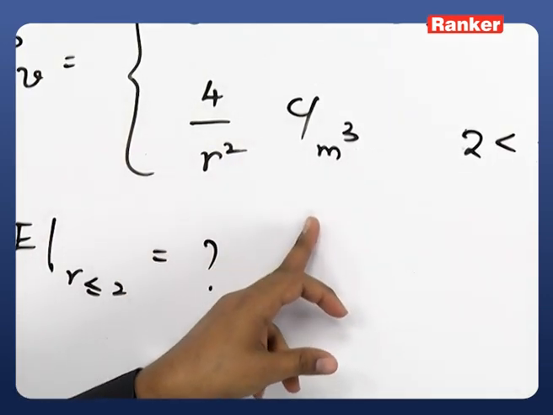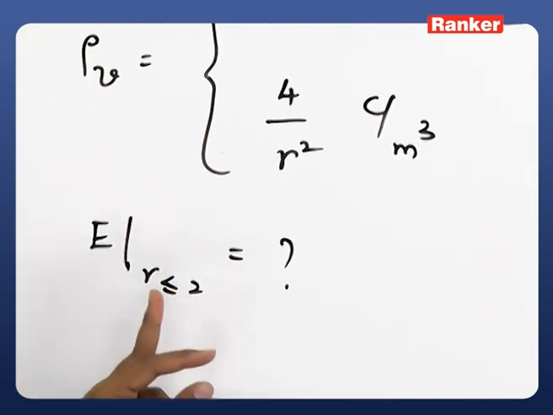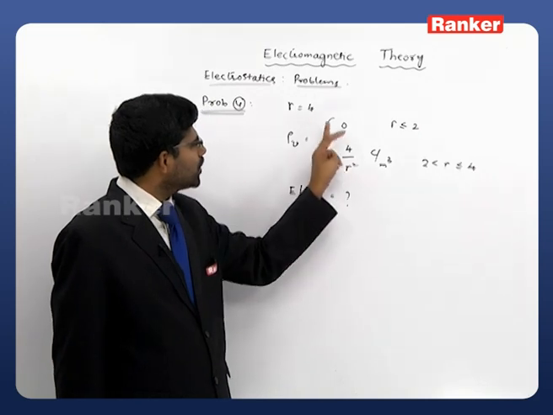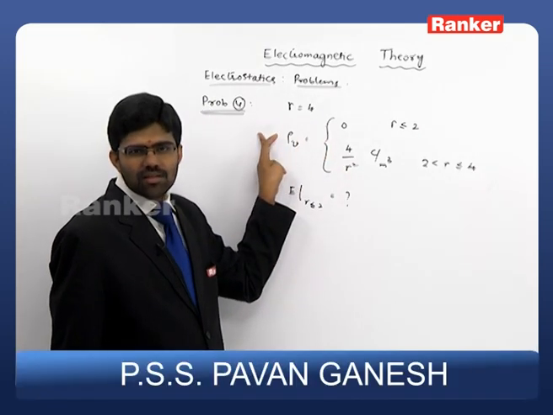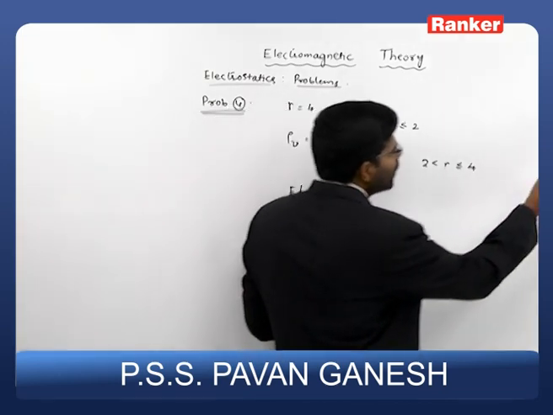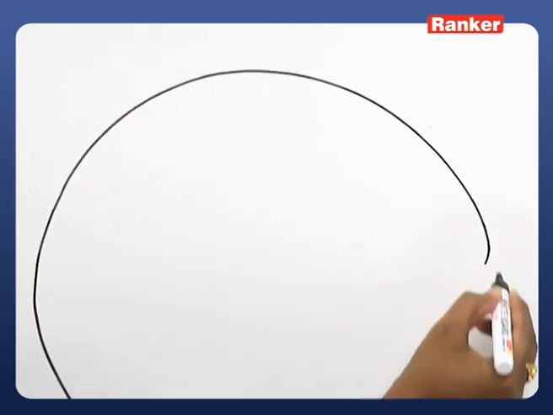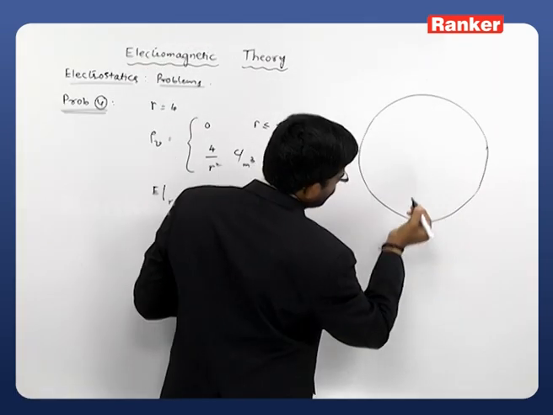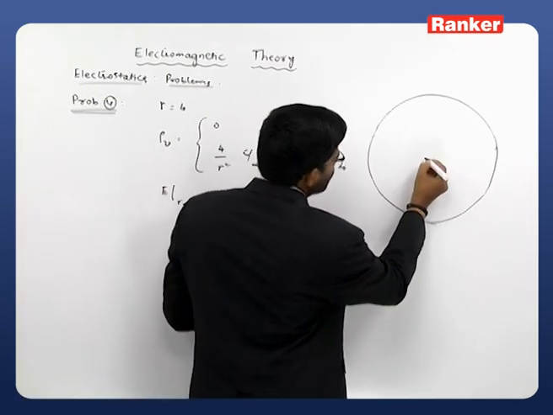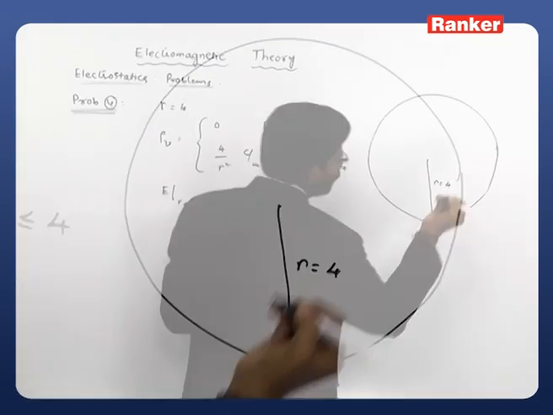Now we need to identify the electric field intensity for the r less than or equal to 2 region. For easy understanding of this particular problem, we have to interpret how the volume charge density is defined for that shell. For that, I will draw the cross sectional view of the spherical shell. Let us take the spherical shell with radius r equals 4.